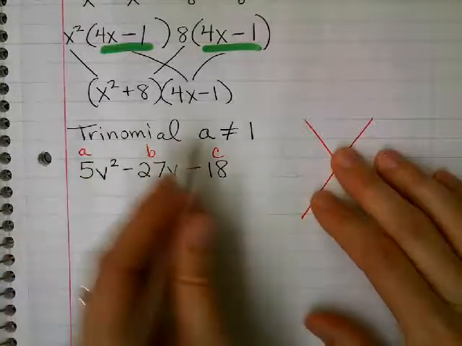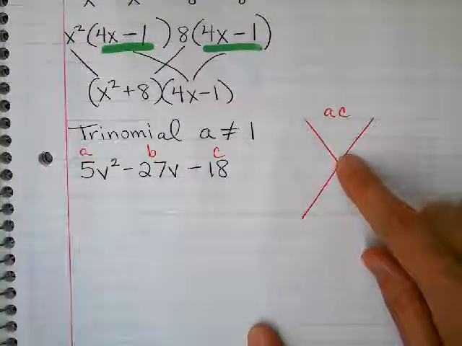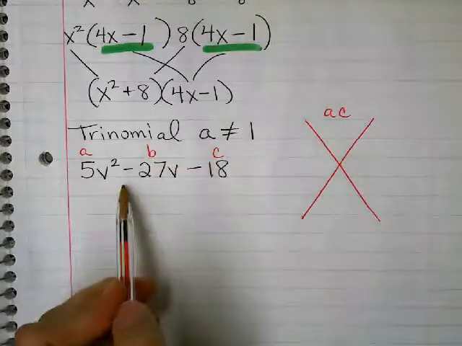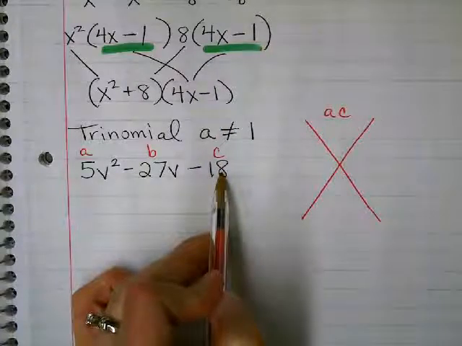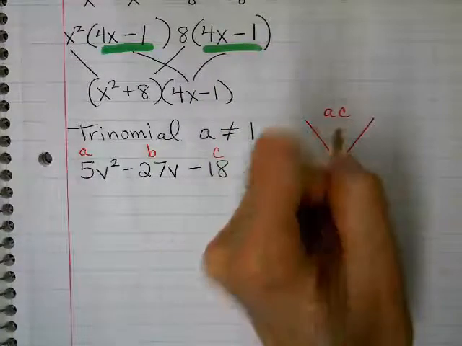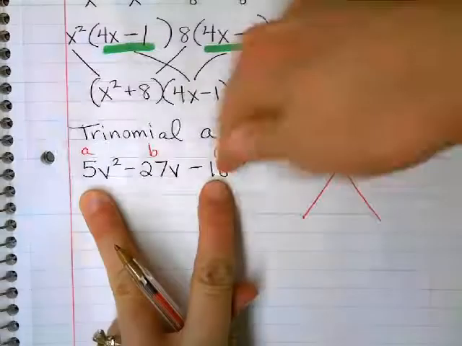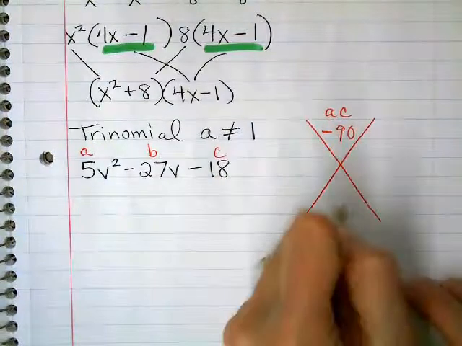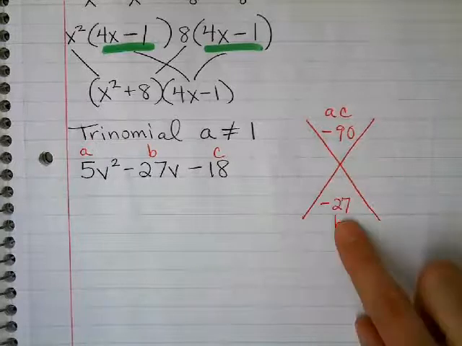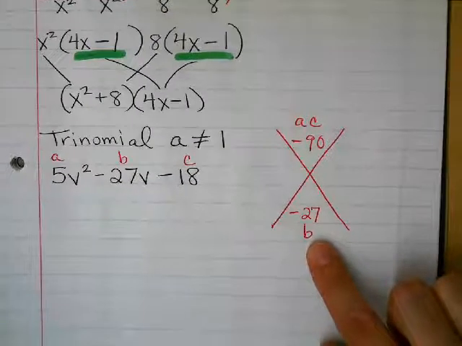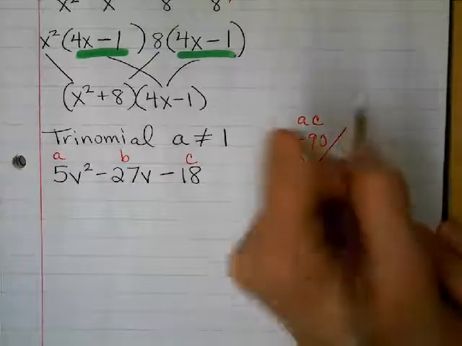So to do the trinomial when the first number is not a 1, you have to do a times c. So we need a calculator for this too. We're going to have to take a times c. 5 times negative 18. I got negative 90. I times the first number and the last number of the problem. I got negative 90. And the middle number of the problem is negative 27. That goes at the bottom. Okay, now here's the hardest part. You're going to have to think of numbers that multiply to make 90.